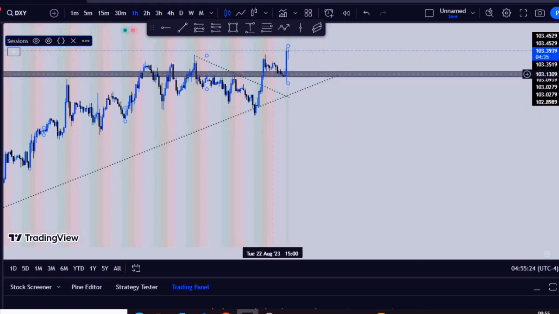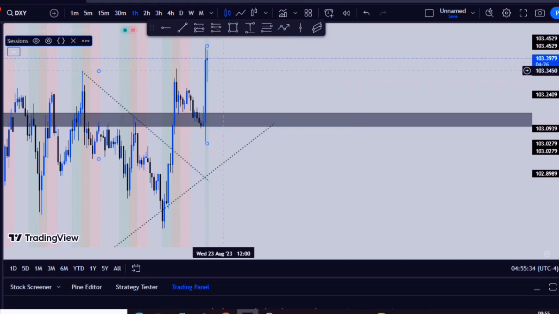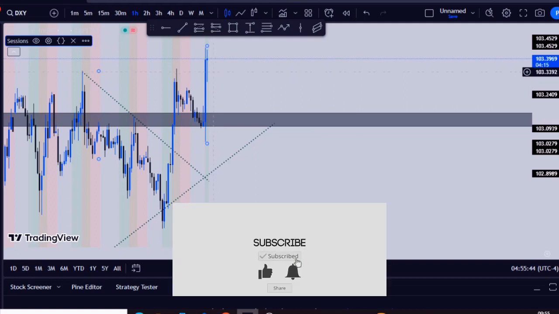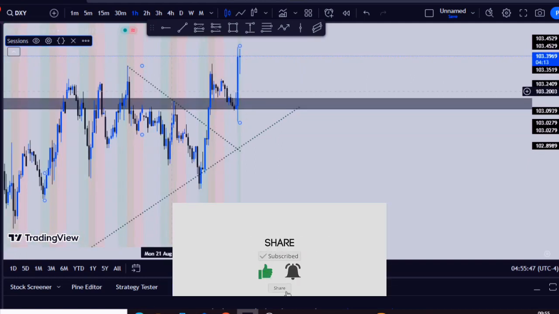Today alone, although I missed this setup, even some of my students caught this, and some might not catch it too. But this thing mostly happens on the London session. London or New York, but mostly London. So focus more on London than New York. Look at the way it works.